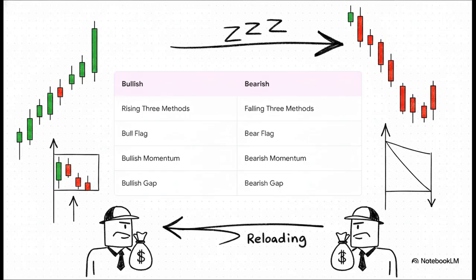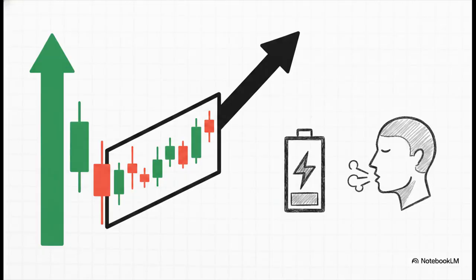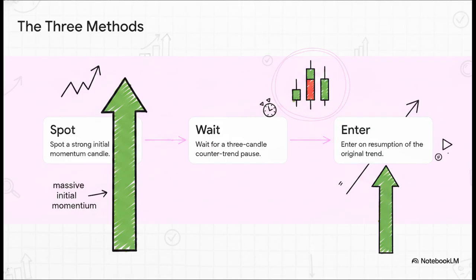They're just reloading. The flag pattern brilliantly illustrates this concept of a strategic retreat. After a strong, impulsive move up, that's the flagpole, the market will often consolidate, drifting slightly downward in a tight channel. It's literally just catching its breath. Amateurs see this drift and they panic, thinking it's a reversal. But as analysts, we know for sure it's a consolidation phase preparing to unleash the next leg of momentum in the dominant direction.